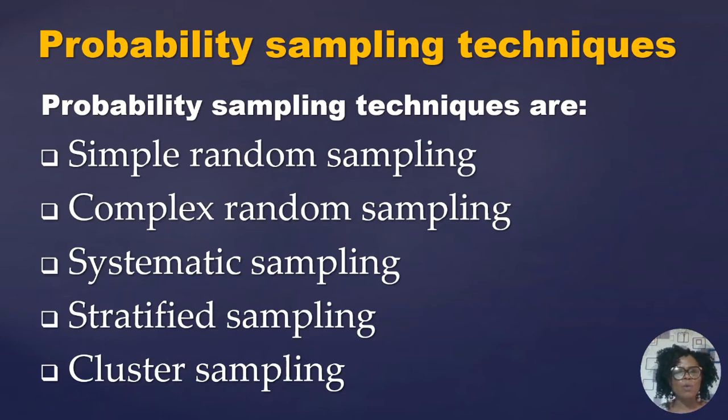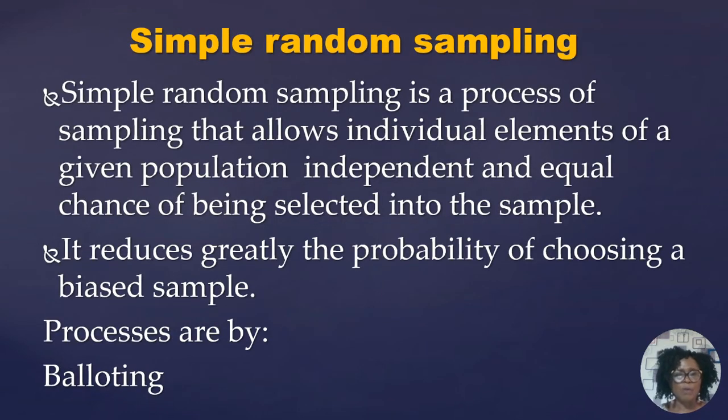Another sampling technique is the one we call complex random sampling. I think we're going to discuss this in detail. We also have systematic sampling. We also have the stratified sampling technique. We also have the cluster sampling technique. Let us look at the simple random sampling technique.